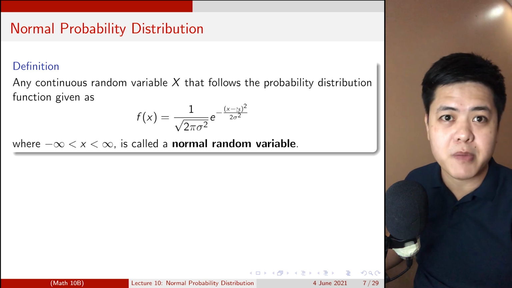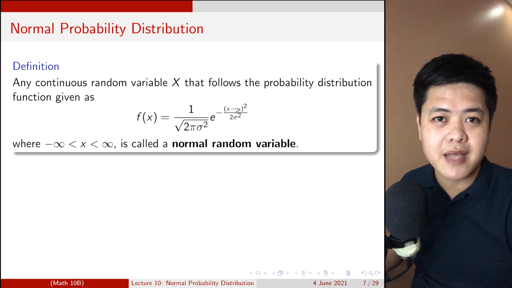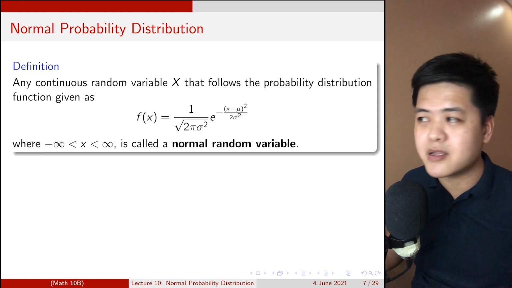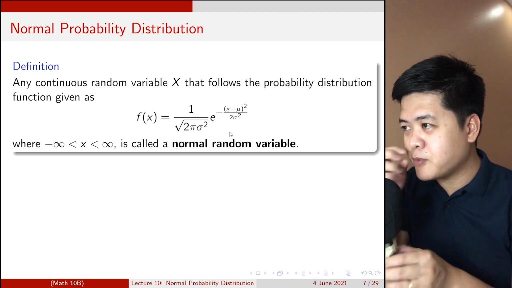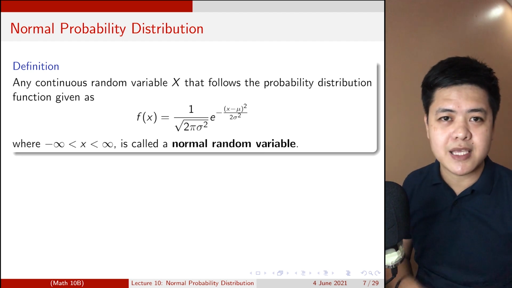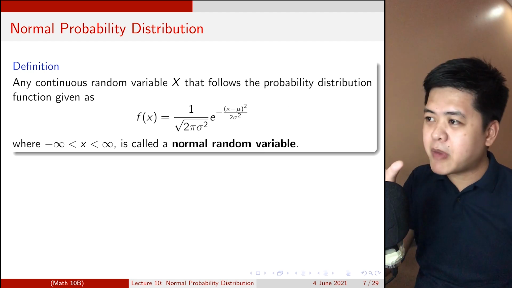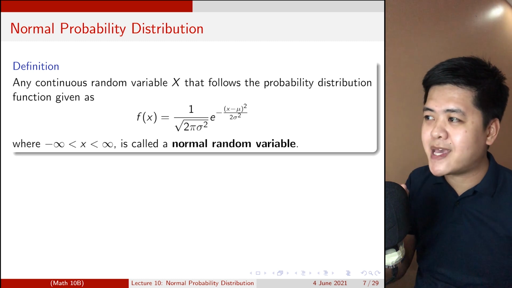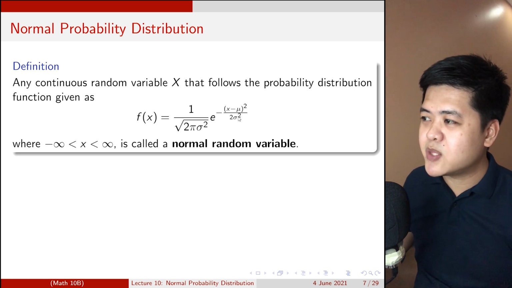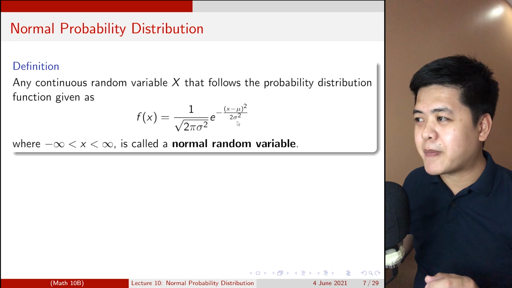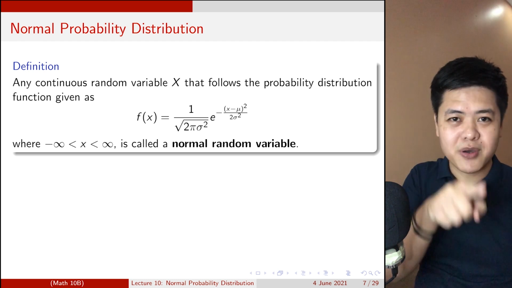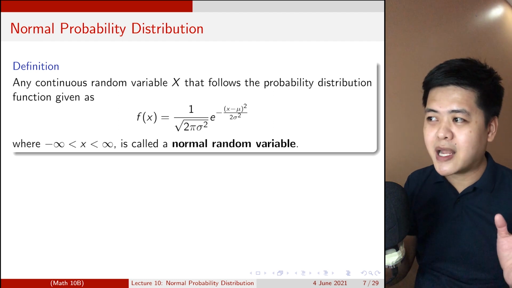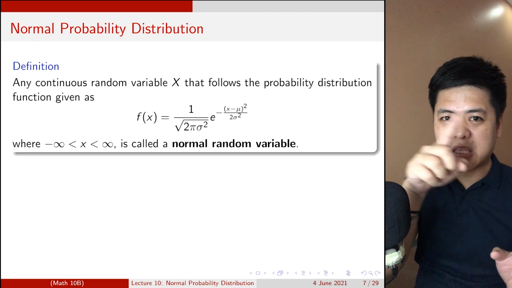So, bawat distribution, they are being characterized by a mean and a standard deviation. So for this case, itong function na to, which when you plug this on a graphing utility, it will give you that particular shape. Pero nagbabago-bago yung mga shapes na yon, depende sa value mo nung mean at nung standard deviation. So normally kapag yung standard deviation mo maliit lang, medyo payat yung curve mo. Pero kapag yung standard deviation mo malaki, medyo flat, medyo mataba yung curve mo.